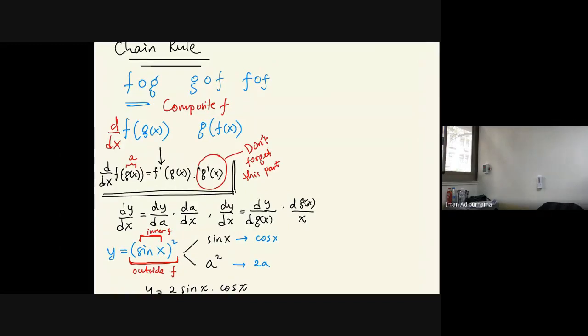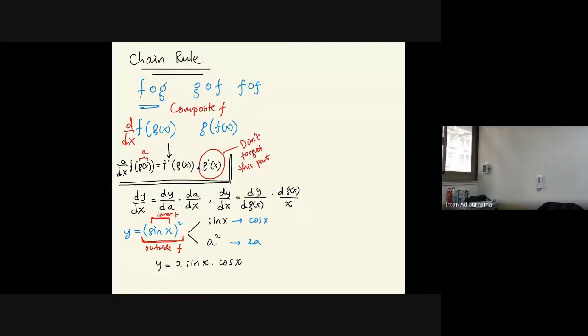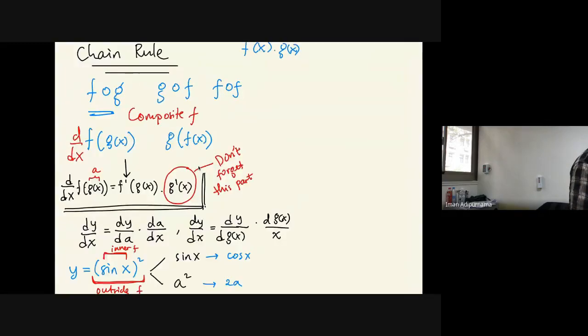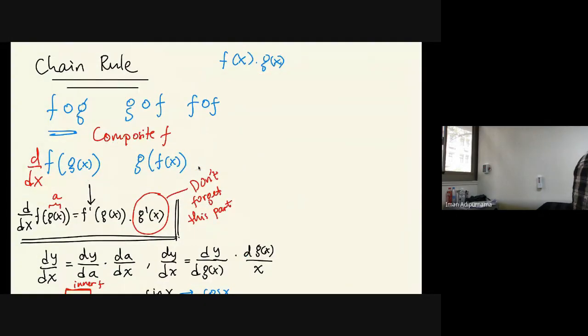And don't forget that this is a composite function. Composite means you have a function inside a function, maybe inside another function, maybe several functions. That's possible. It's different from when you have, for example, f of x and g of x. This one is the product rule. Remember, it's not the same thing.